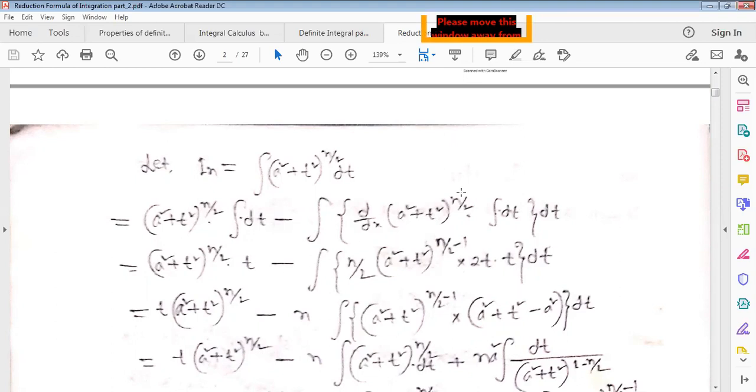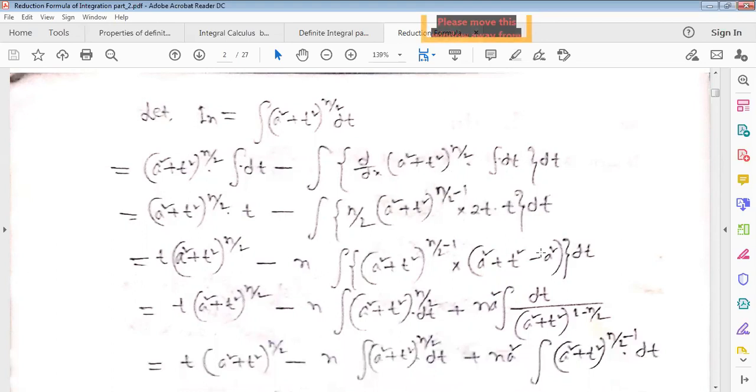then x to the power n formula what? n into x to the power n minus 1, so n by 2 minus 1. Then again the differentiation of a square plus t square. Since we have to differentiate with respect to t, that means the variable is t, then t square formula what? 2t, twice t, and one integration what? This only t. This is the whole integration with respect to t.